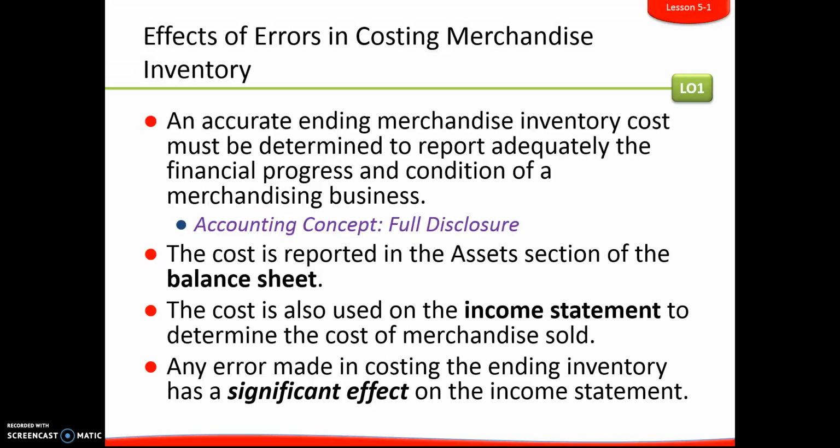Any error made in costing the ending inventory has a significant effect on our income statement, which, if we're talking about full disclosure, means that we're being transparent in how our business is doing. And if we misreport a number, that's not full disclosure.